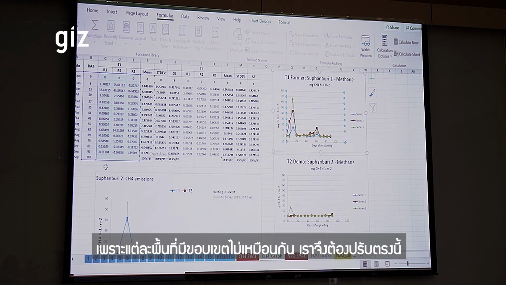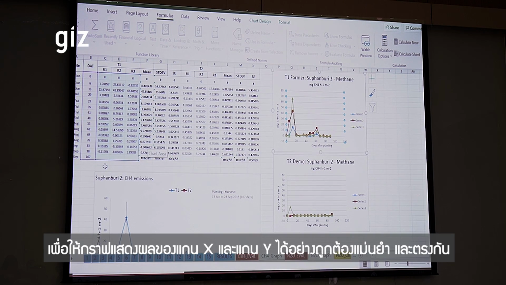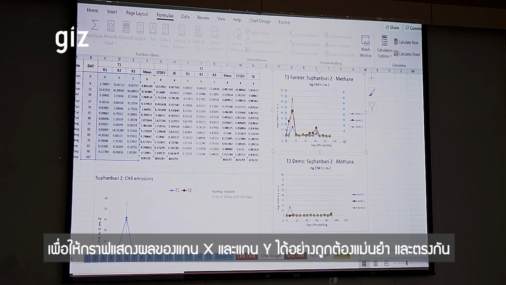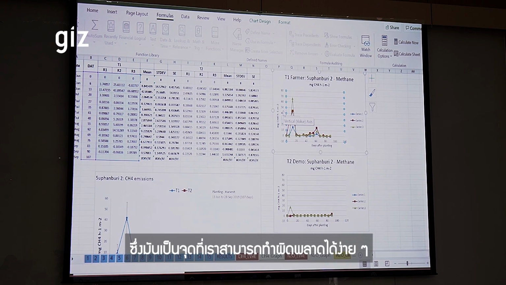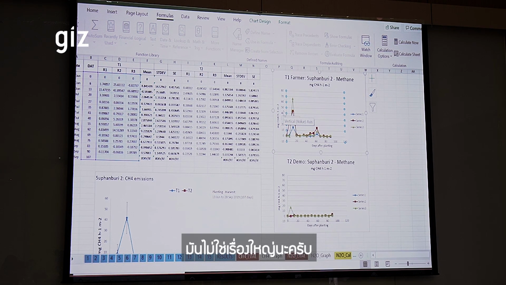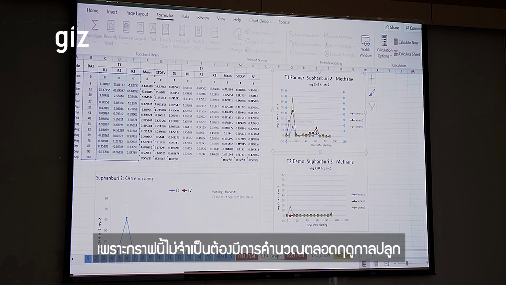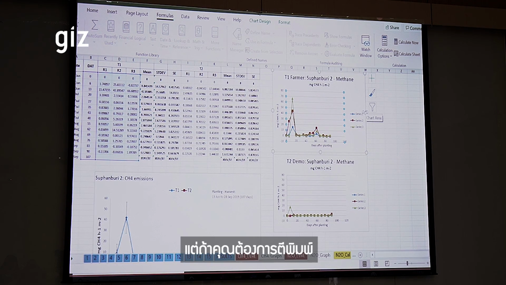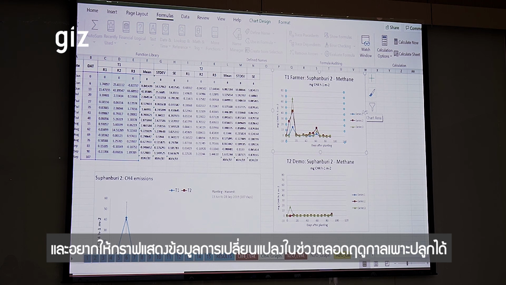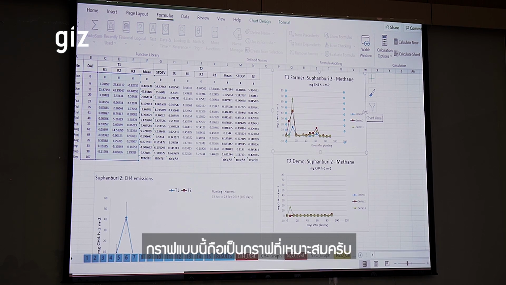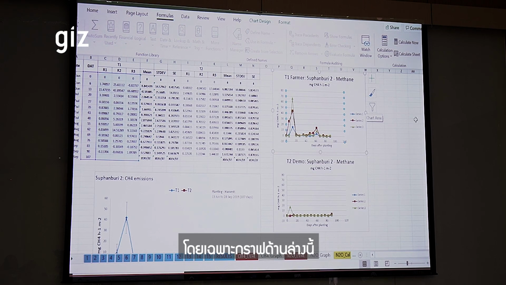Every location has a different length, so you have to adjust this and make sure the graph shows the exact length, and the x-axis and the y-axis are matching each other. Yeah? It's easy to make a mistake there. It will not be dramatic. This graph is not essential for the calculation of the seasonal emission. But if you want to publish that and you want to show visually how the dynamics are during the growing season, that is a nice graph, and especially the graph down there. Yeah?